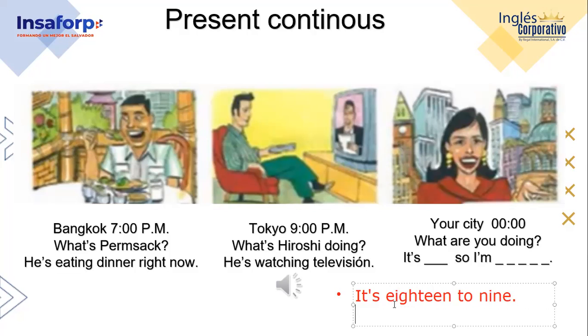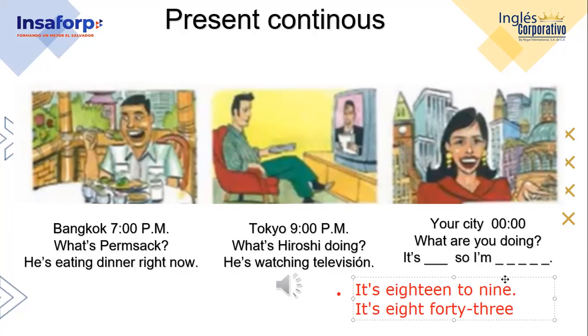El 8. Faltan 18 minutos para las 9. It's 18 to 9. Otra manera de decirlo sería, it's 8:43. Oh, ya cambió. 43 now. It's 8:43. De estas dos maneras podemos decir la hora en este momento.